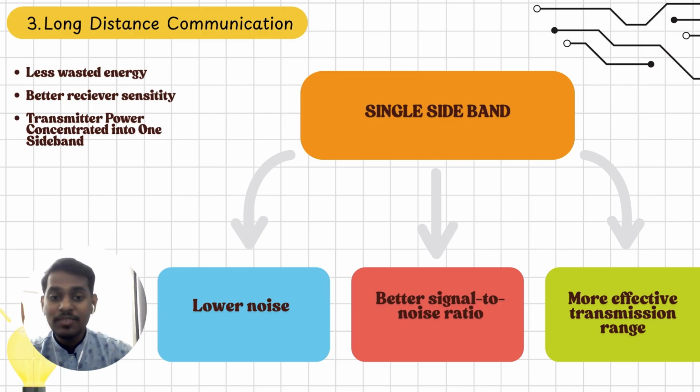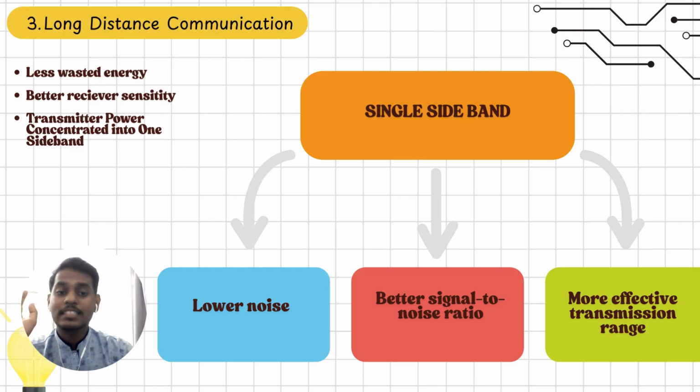For the second point, better receiver sensitivity. Receiver sensitivity means the receiver's ability to detect very weak signals. Because single sideband concentrates the transmission power into one sideband, the receiver will receive a much stronger signal compared to conventional AM.